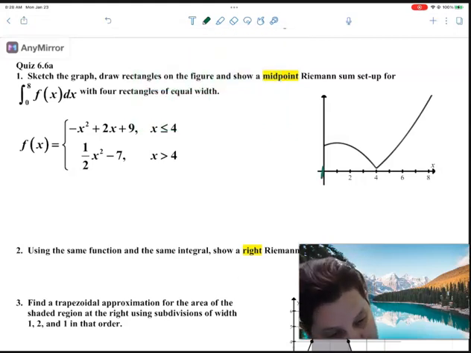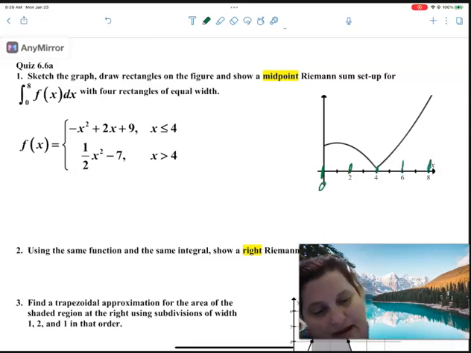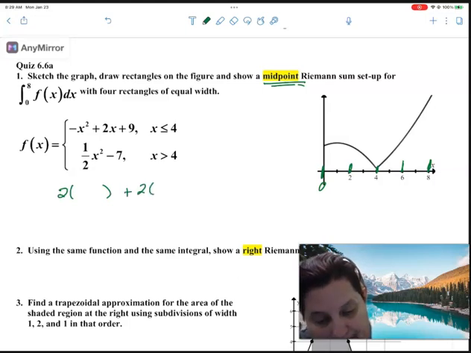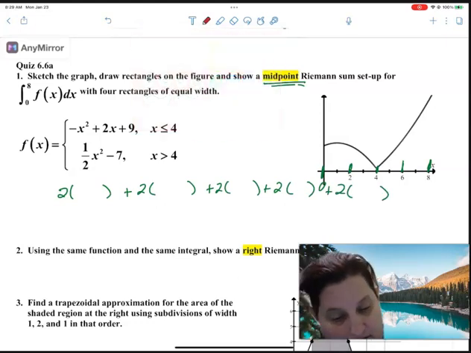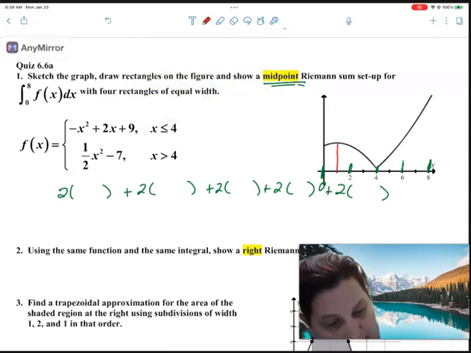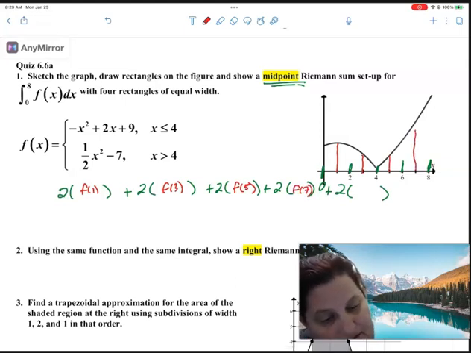So my rectangles will go at 0, 2, 4, 6, and 8. I'm doing a midpoint right now. Well, the base of each rectangle is 2, and I just have to get the height of each rectangle. Now, the first rectangle is going to have a height of whatever f of 1 is. The next rectangle is going to have a height of whatever f of 3 is. These are my midpoints. That'll have a height of 5, and then that'll have a height of 7.